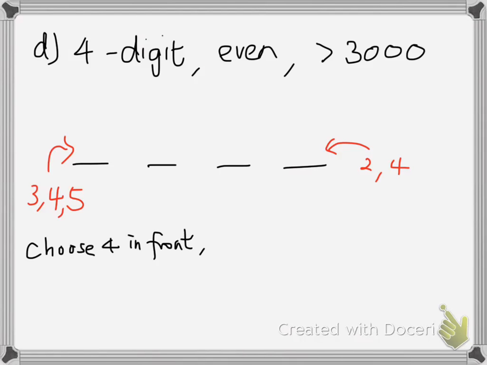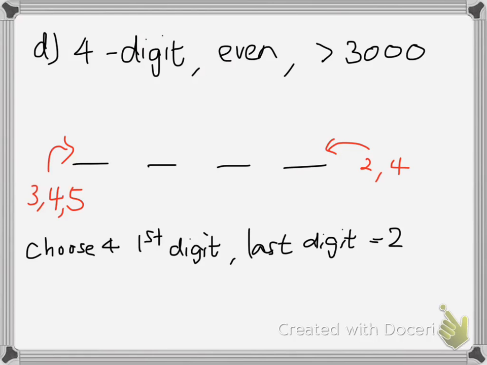So if you put 4 in the first digit, what would be the last digit? 2. It has to be 2, right? You cannot choose any other way, yes? Correct? That means 4 must be in the first position and 2 must be in the last position. So these are the series that begin with 4.